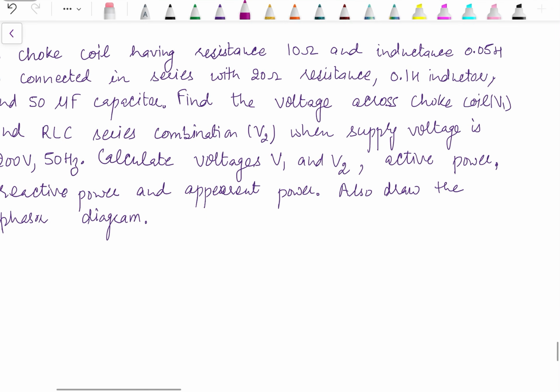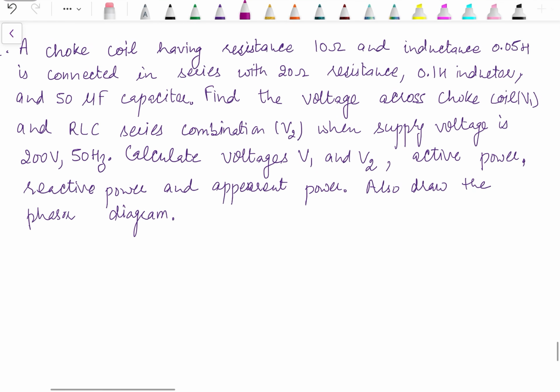Now let's move on to the second problem. The second problem says a choke coil having resistance of 10 ohm and inductance of 0.5 Henry is connected in series with a 20 ohm resistance, 0.1 Henry inductor and 50 microfarad capacitor. So we have an RLC circuit which is connected in series with a choke coil.